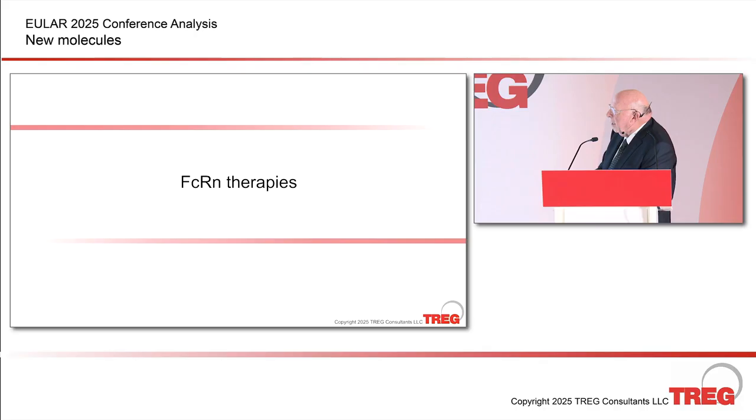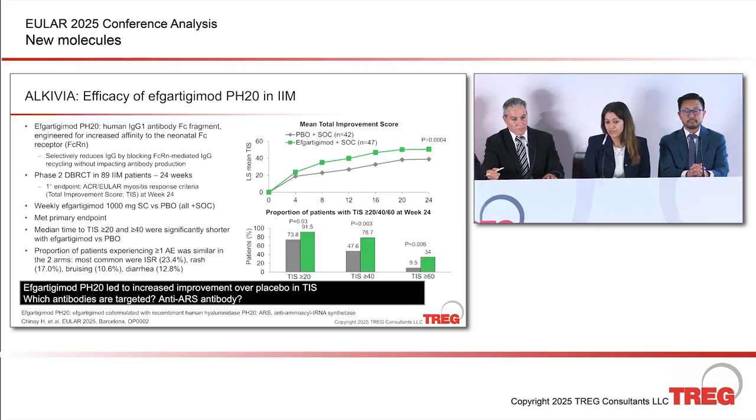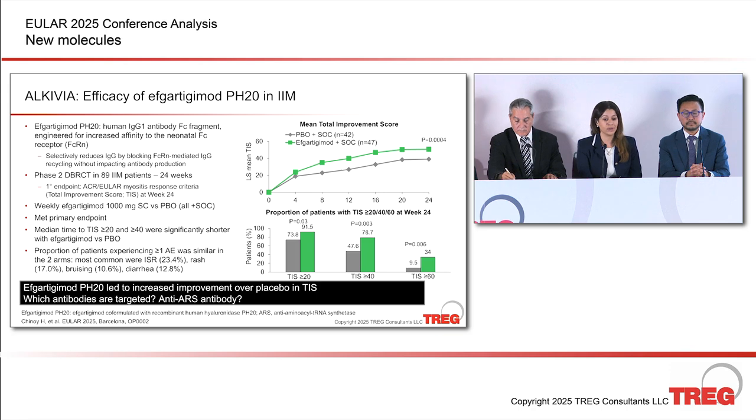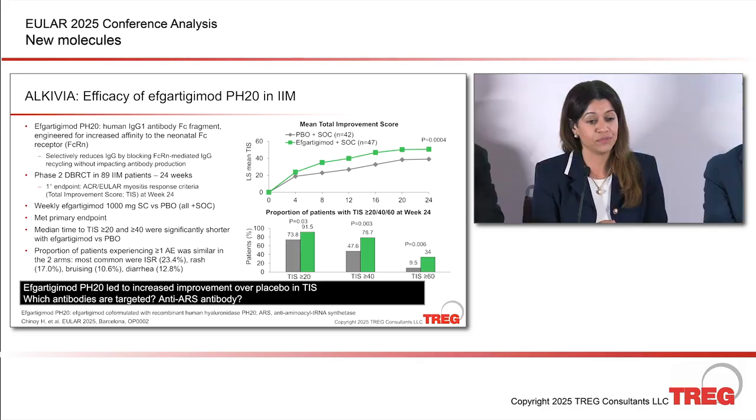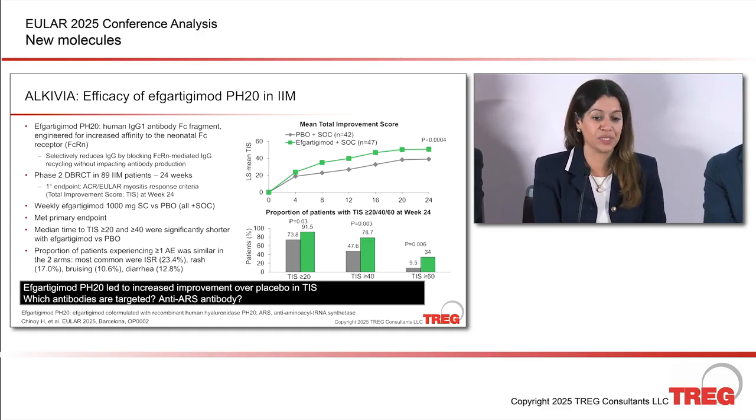Okay, and then we're going to end with FcRn, and Laura's going to talk about two studies. Yes, so this is a study using efgartigimod. So this is a neonatal Fc receptor inhibitor in myositis. As an antibody that has a high affinity for the neonatal Fc receptor, what it does is interfere with the recycling of IgG. So with that, you get lower autoantibody levels.